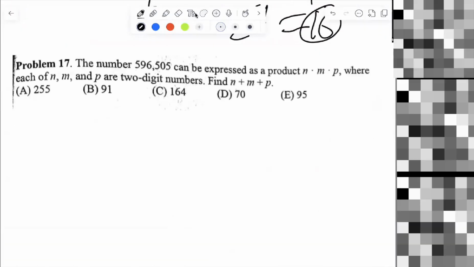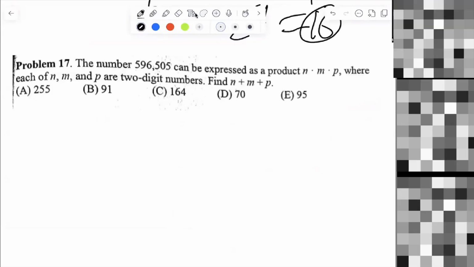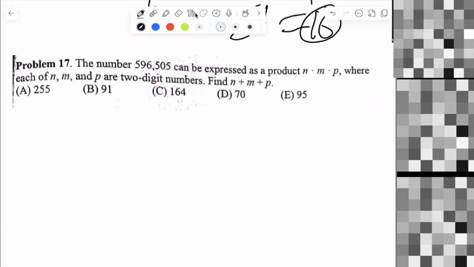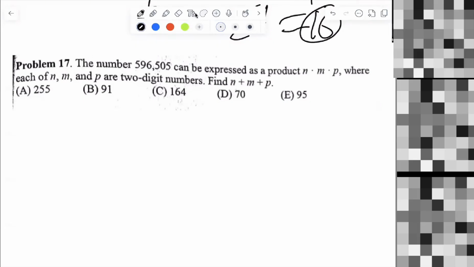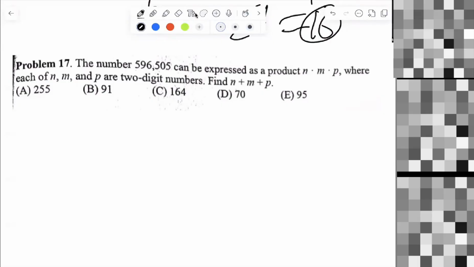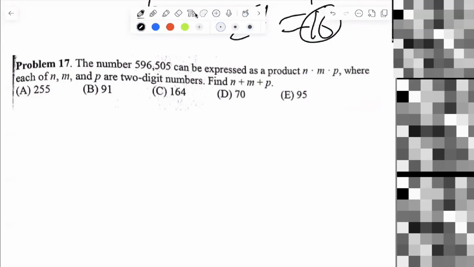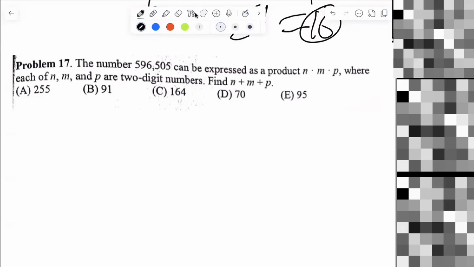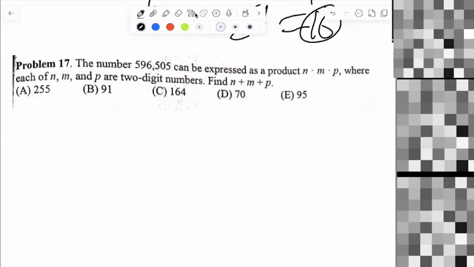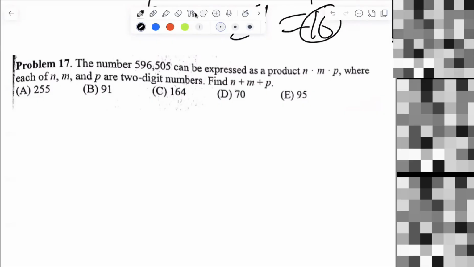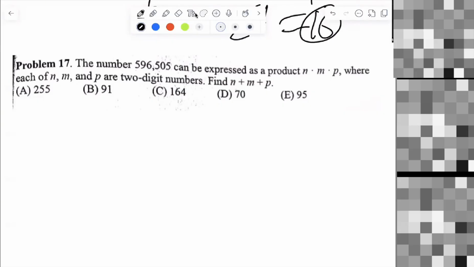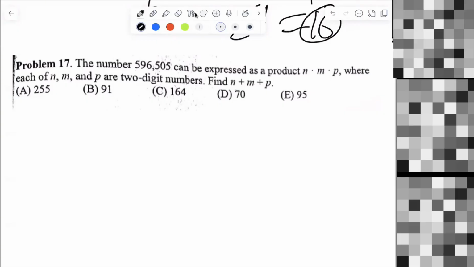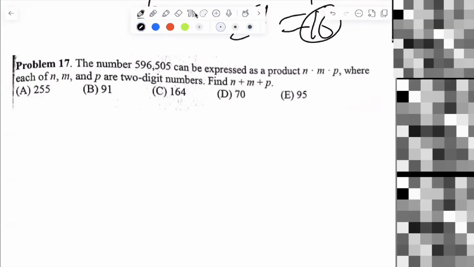The number 596,505 can be expressed as a product of n times p. Now, this question is a bit tough because we want to find n plus p, but these are 2-digit numbers, which tells you this is a hard question because we don't know what n times p is. In other words, it's just going to be a factoring marathon, basically. Since we don't know what the factors are, we're going to have to guess and check on every single prime number.